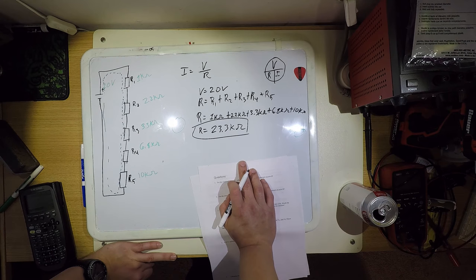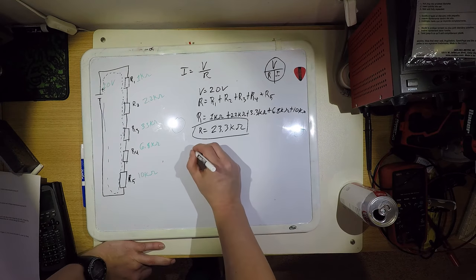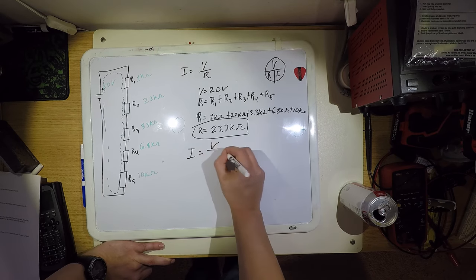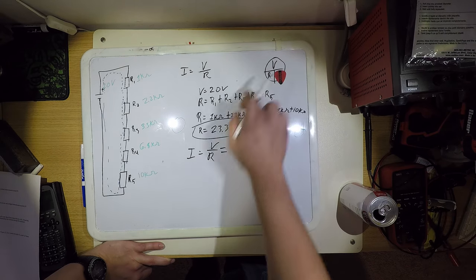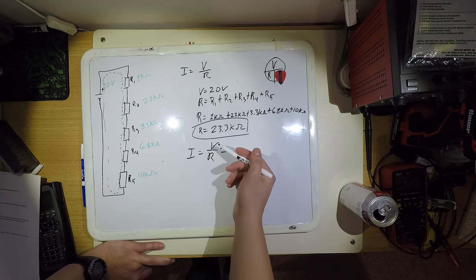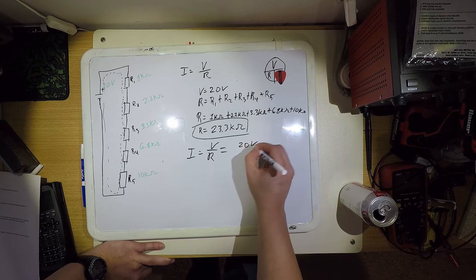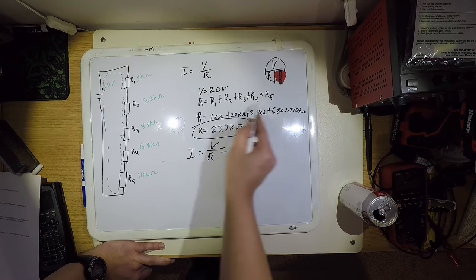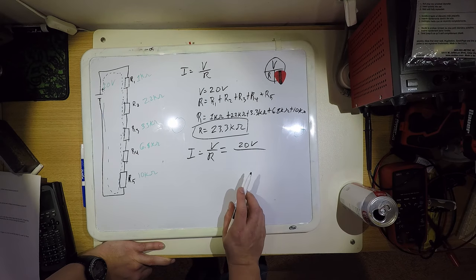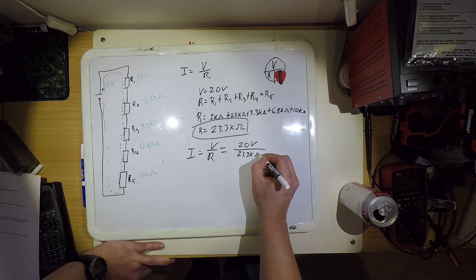Now that we know what our R is, we know what our voltage is. Can we figure out our current? It's quite simple. I is equal to V over R. What is our V? V is 20 volts. That one, they gave us. What is R? We figured out R by summing all of the resistances. In this case, it's 23.3 kilo ohms.